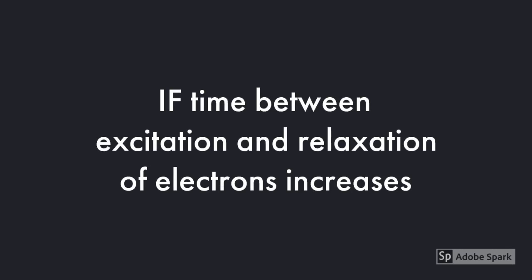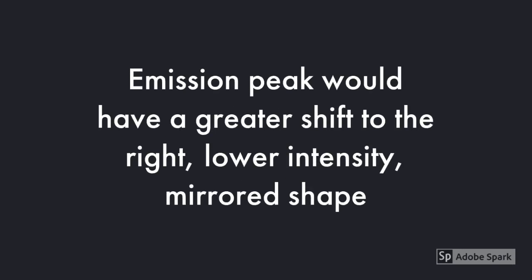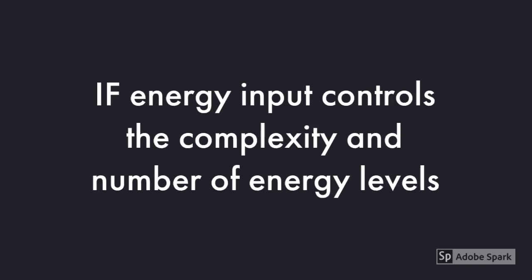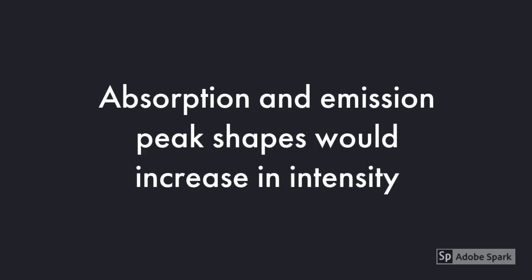Ultimately, we predict that if the length of time between excitation and relaxation of electrons increases, then the emission peak would have a greater shift to the right and lower intensity, but still have a mirrored shape. Also, we predict that if energy input controls the complexity or the number of energy levels, then when energy input increases, the absorption peak shape would increase in intensity and the emission peak shape would also increase in intensity.